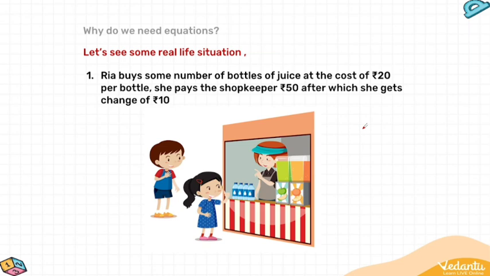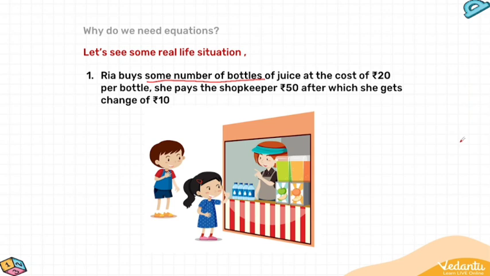So if we want to relate this algebraic equation with our real life situation, is it useful? Let's see. Ria buys some number of bottles of juice at the cost of 20 rupees per bottle. Now she pays the shopkeeper 50 rupees, after which she gets a change of 10. Means Ria went to the shop and asked for juice bottles, which were 20 rupees each. Now, how many bottles did she purchase? That we don't know. She purchased some number of bottles. We don't know how many.